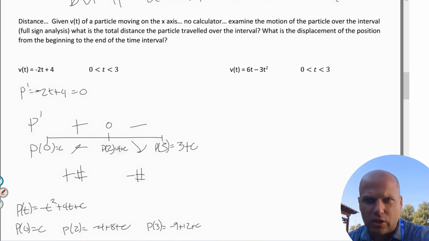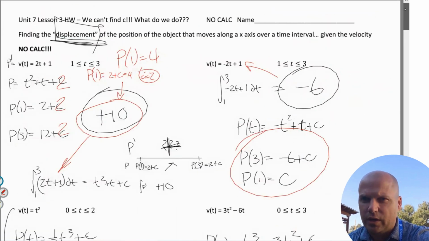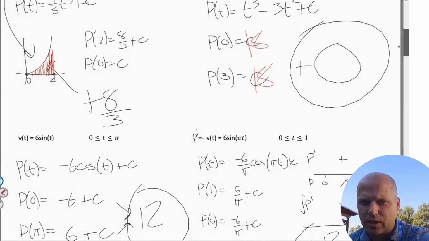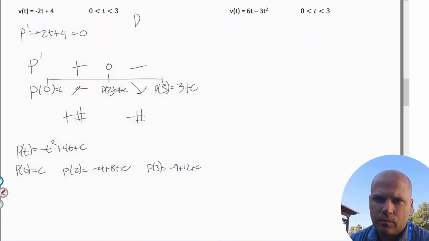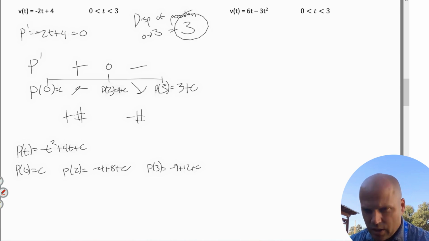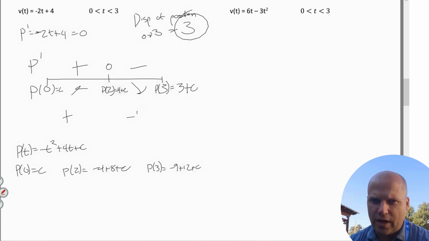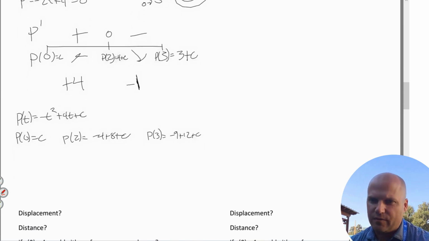And I remember I kind of looked at negative 2t plus 4 from 0 to 3. Did I? No, I didn't. This is like on our lesson. And I would say my displacement from 0 to 3 of position is 3. I ended up 3 to the right of where I started. But through a further analysis, we realize we go to the right 4, we go to the left 1. I go from C to 4 plus C to 3 plus C. I have a distance of 5.